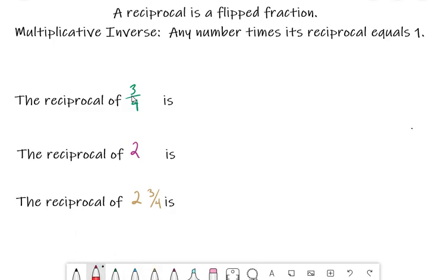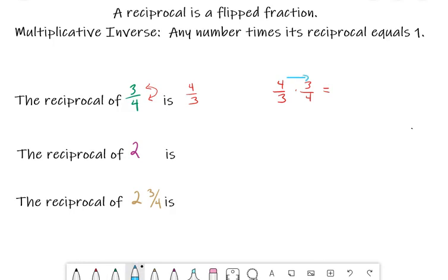So if you have the number 3/4, all you have to do is flip the 2 around, and it's going to be 4/3 is your reciprocal. Now you can prove that by multiplying the reciprocal 4/3 and 3/4 together. It doesn't matter which one you multiply first, it's the commutative property of multiplication. It's going to be the same thing.